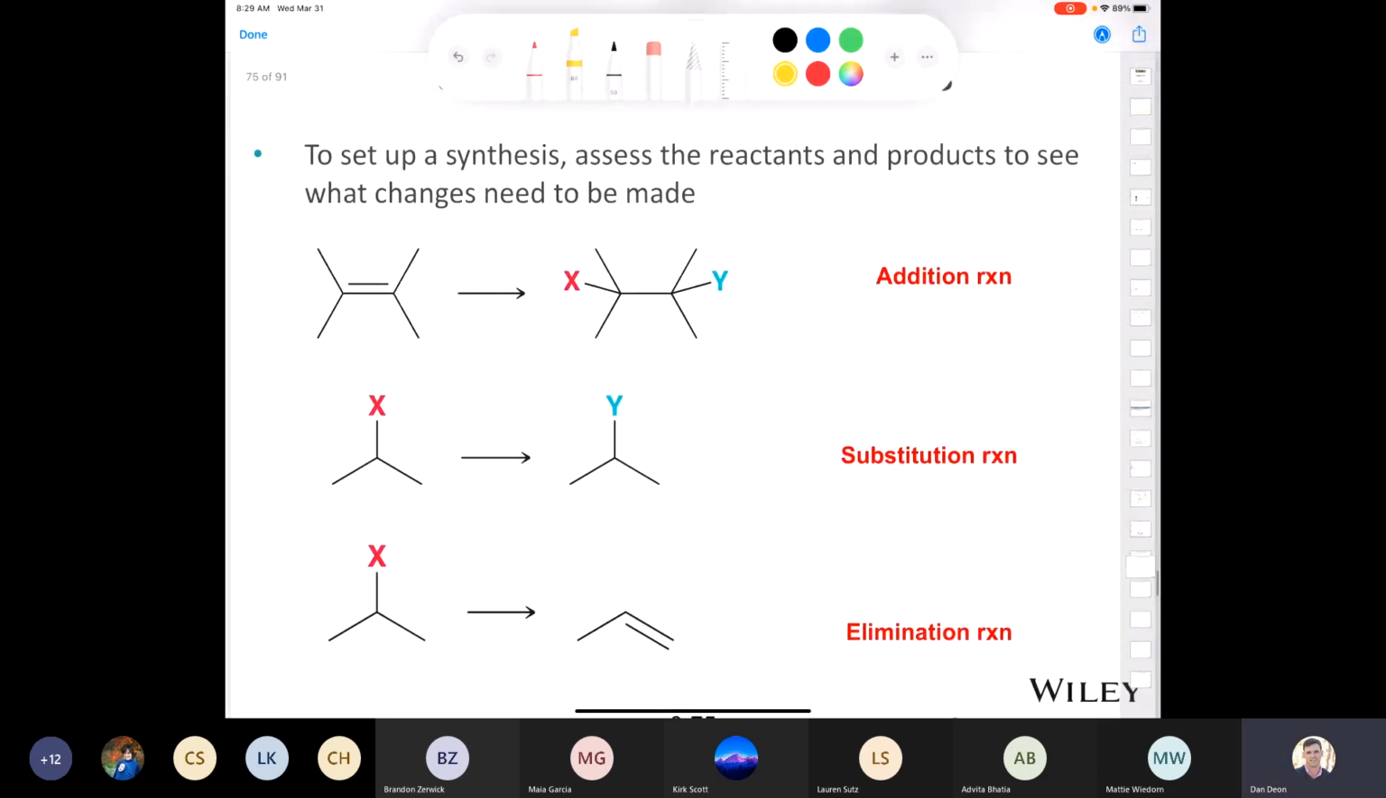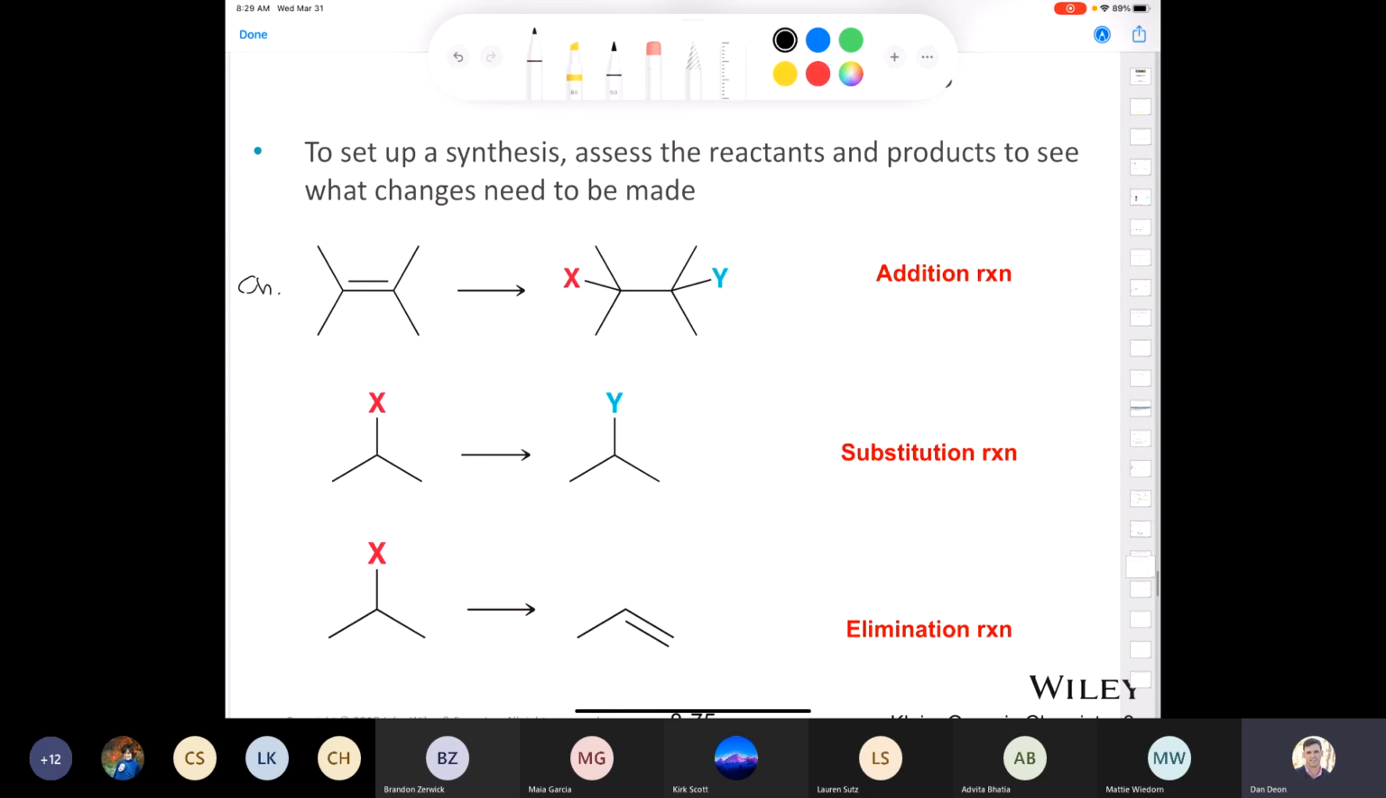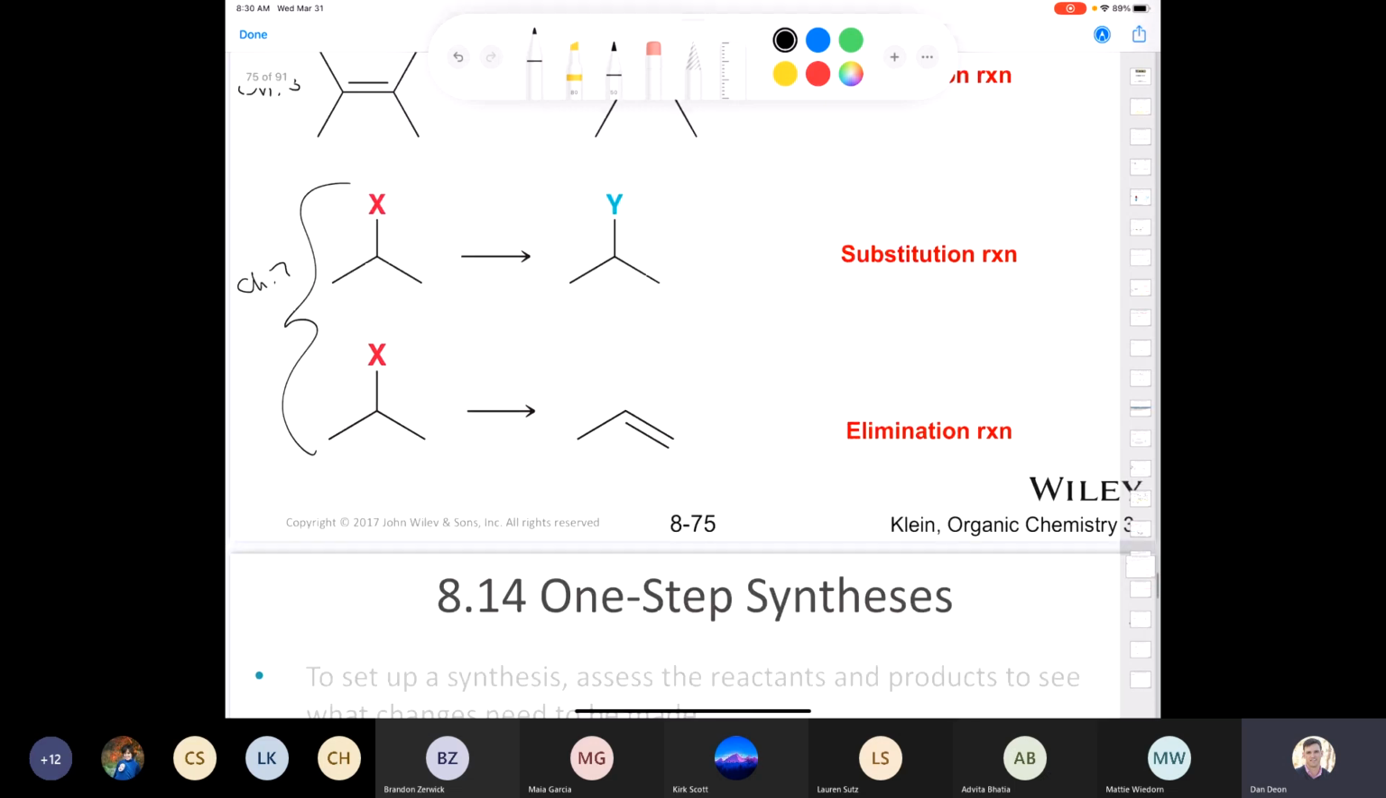So in section 8.14, and this is kind of where we're going to end, we're going to spend the rest of the time talking about synthesis for the next 3.5 hours. So in chapter 8, we spent a lot of time looking at addition reactions, but substitution and elimination were covered in chapter 7, and we're going to use these chapter 7 reactions a lot in the remainder of this lecture.